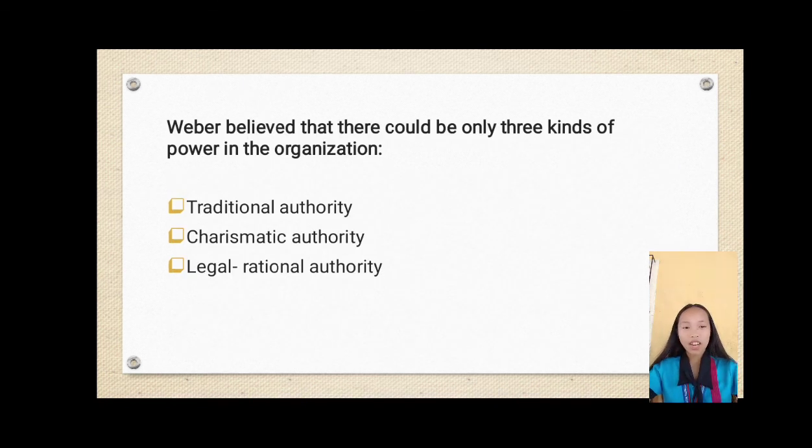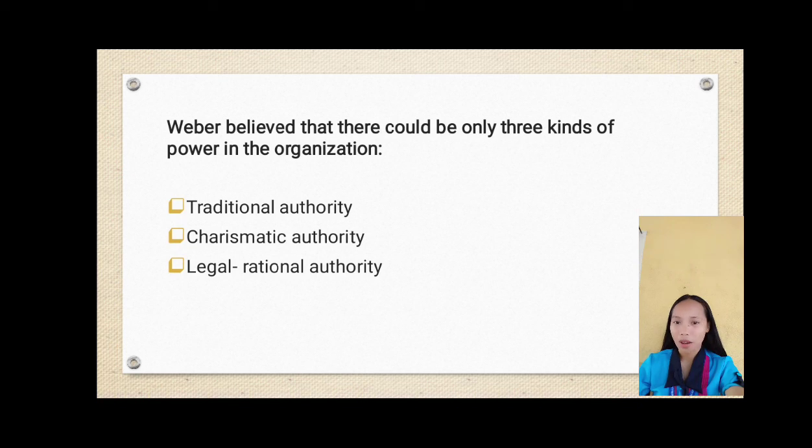Weber believed that there could be only three kinds of power in the organization. First is the traditional authority, second the charismatic authority, and third the legal rational authority. In traditional authority, workers are considered as servants in that they are dependent upon their leader or lord, following the stated rules and regulations blindly. It means that employees do not have the right to complain about what their leader says or proposes.